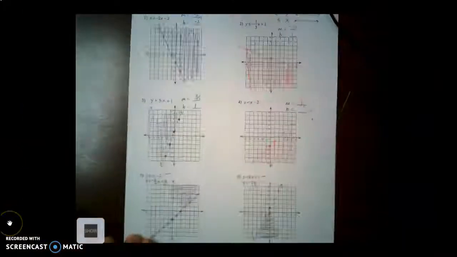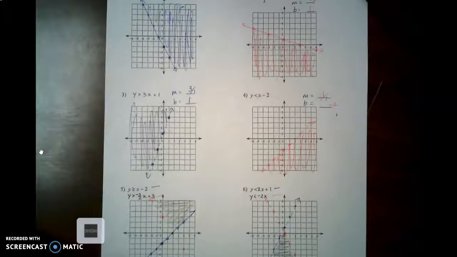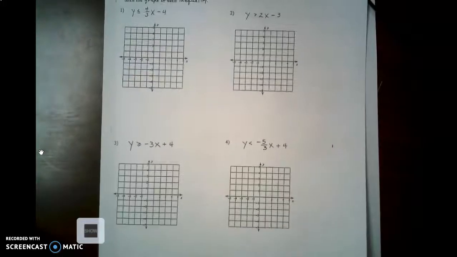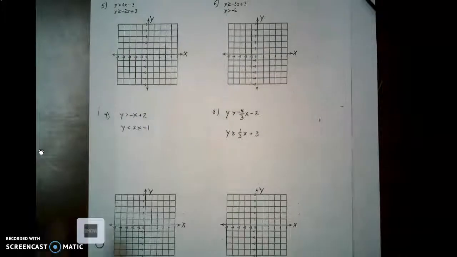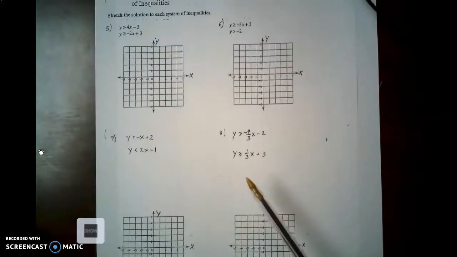I'll zoom out to show you what everything looks like. And here comes the assignment. On the assignment, there are 4 on the front where there's just one inequality. So you will graph and shade. On the back are systems. These two go with these two graphs at the bottom. They're written up high. And that goes with that. As always, let me know if you need any help.